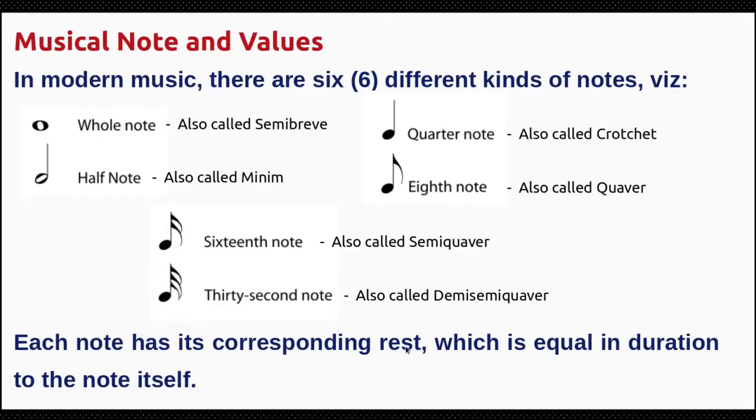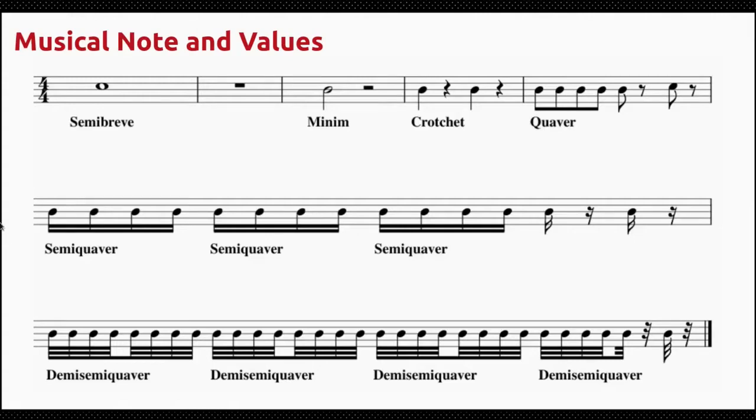So each note has its corresponding rest, which is also equal in duration to the note itself. So that is to tell you that each of these notes have a rest symbol that also has the same duration as the note itself. So when it appears on the stave, you observe that same duration you would observe for the note. Now, these are the notes with their corresponding rest.